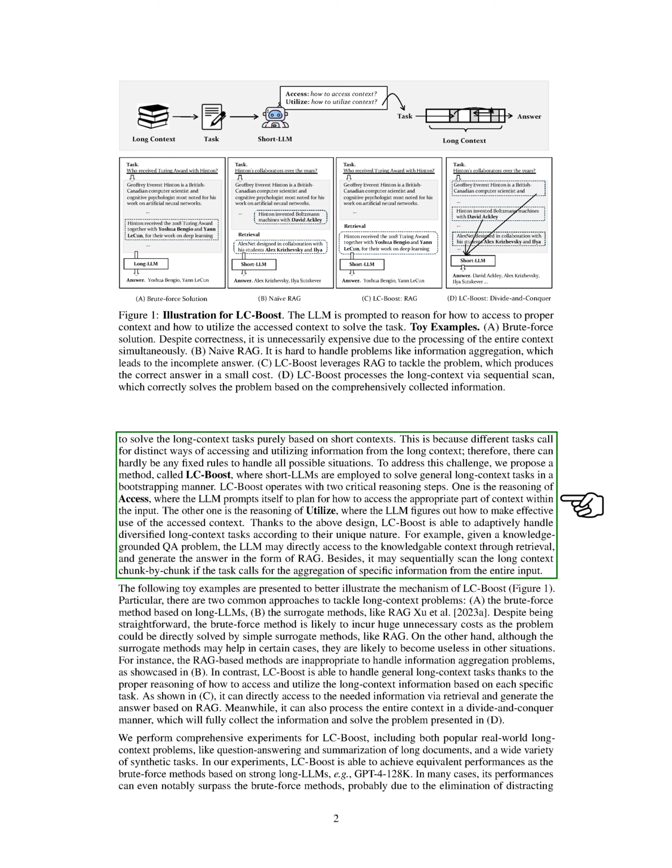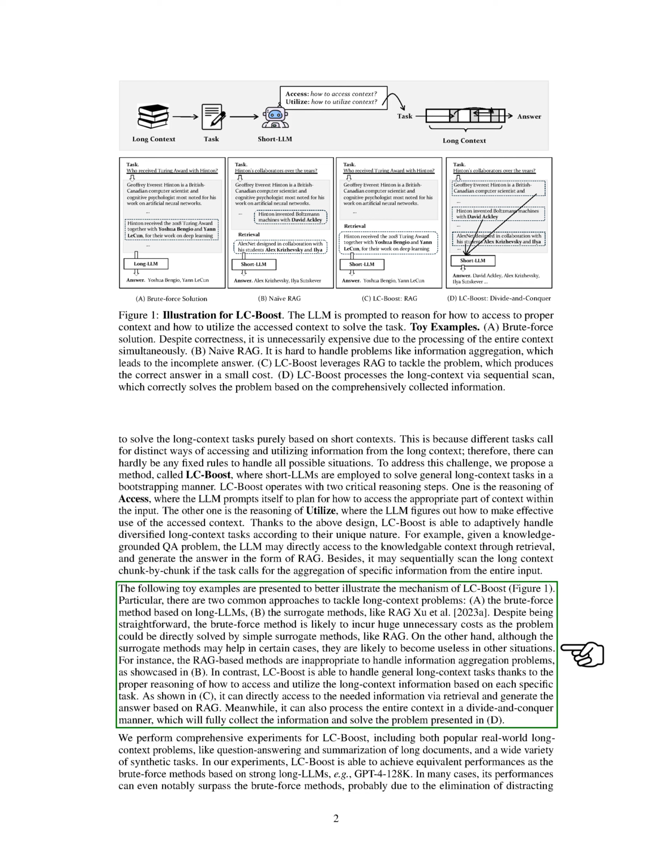Different tasks demand unique ways of accessing and utilizing information from the long context, making it challenging to have fixed rules for all situations. To tackle this challenge, we introduce a method called LC-Boost, which leverages short LLMs to address general long context tasks in a step-by-step manner. LC-Boost involves two critical reasoning steps: access, where the LLM plans how to access relevant context, and utilize, where it determines how to effectively use the accessed information. This adaptive approach allows LC-Boost to handle diverse long context tasks based on their specific requirements.